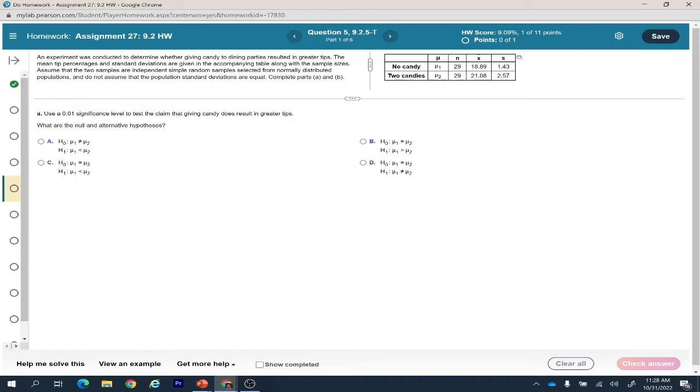Okay, now we need to do the hypothesis testing. Let's assume that the two samples are independent, simple random samples selected from normally distributed populations.